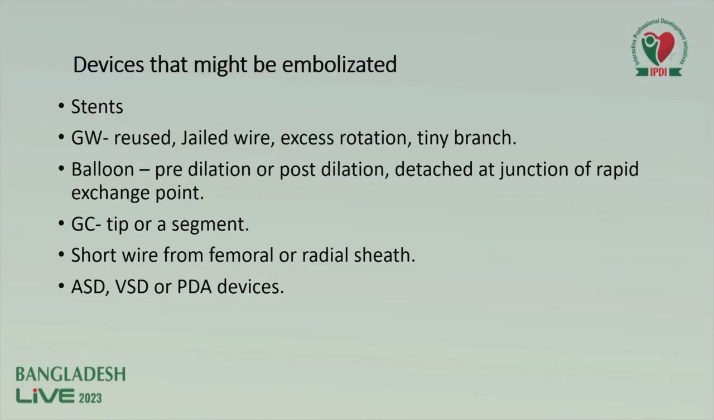Devices that might be embolized may be a stent, a guide rod, a balloon, the guide catheter tip or part of a segment of the guide catheter, or a short wire from the femoral or radial sheath. That may also be a device used for congenital heart disease.